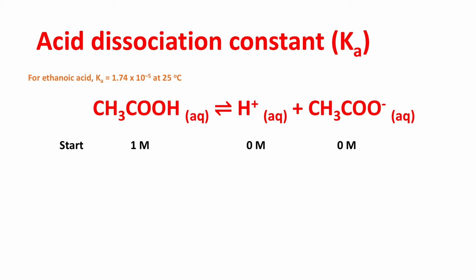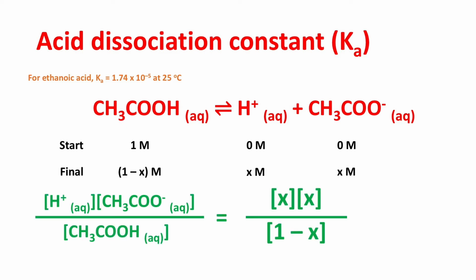At starting, we input the acid with molarity 1M. Of course, at starting, there is no ionization, so there is no product. Finally, after the ionization, we assume that there is X M hydrogen ion formed. From the definition of Ka, we get this relationship, and it equals our Ka value.